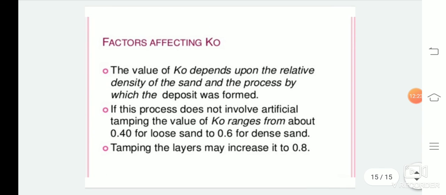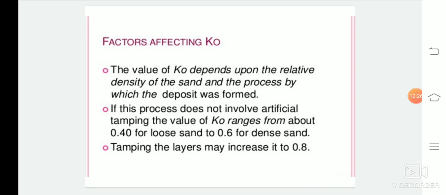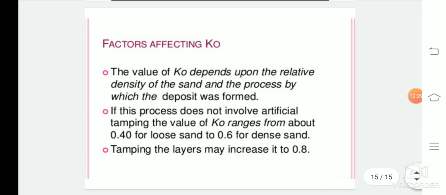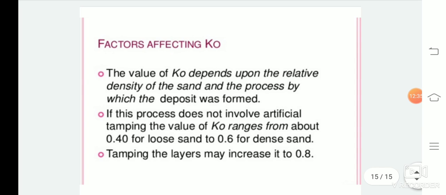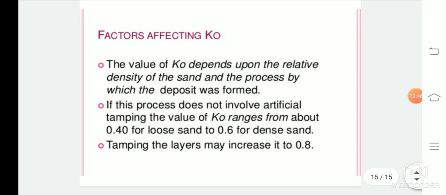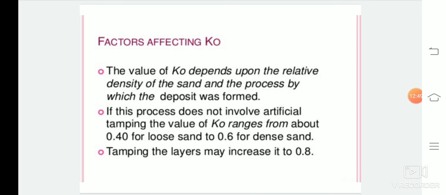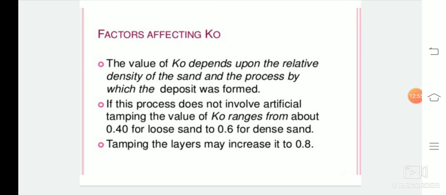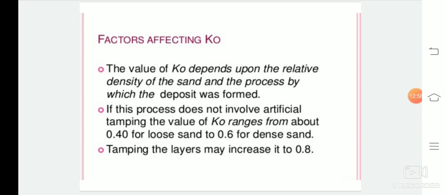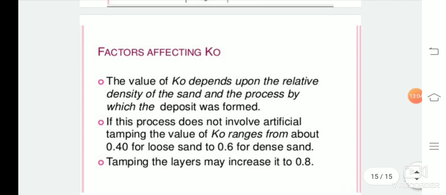What are the factors which affect the value of K naught? The factors which affect the value of K naught depend upon the relative density of the sand and the process by which the deposit has been formed. If this process does not involve artificial tampering, the value of K naught ranges approximately from 0.4 for loose sand to 0.6 for dense sand. And if the layers have been disturbed or tampered, this value may increase to 0.8. So this is the basic theory regarding the earth pressure at rest.